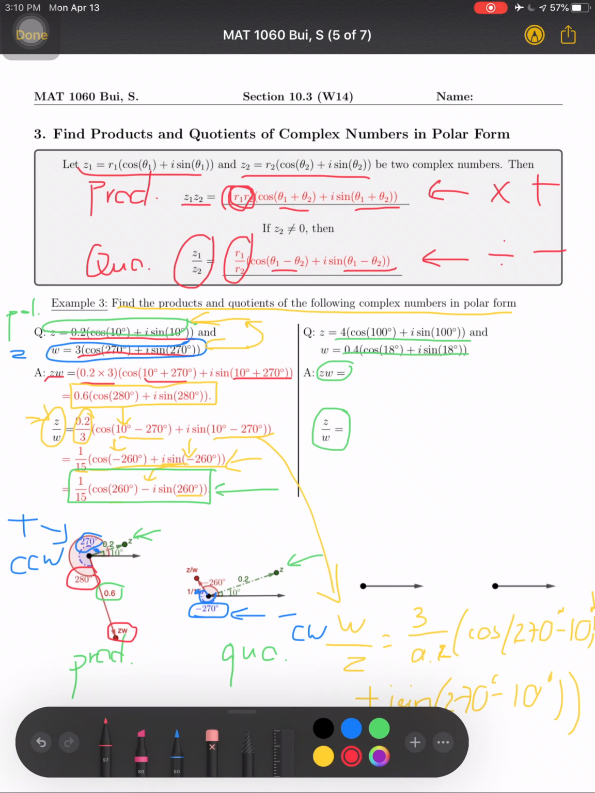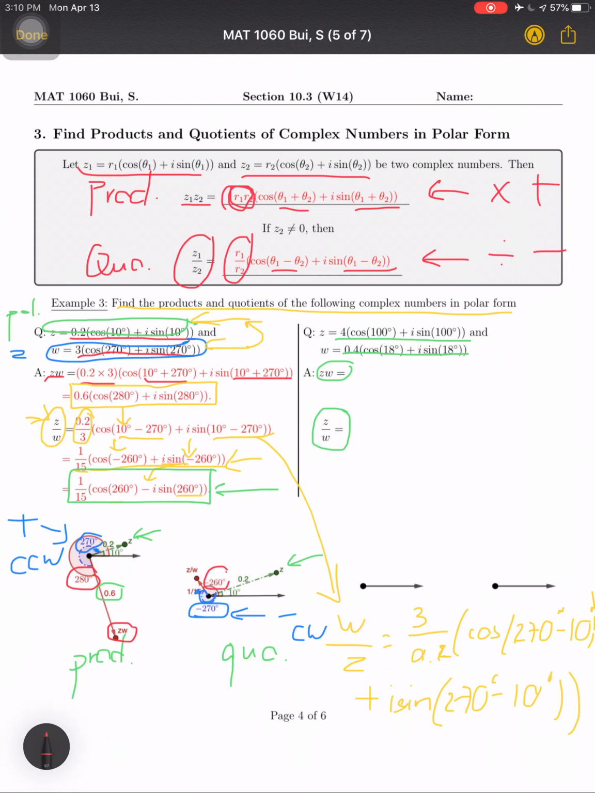And let me switch it to red in here. So that's why I had negative 260 in here. And then I did my math, and I do 0.2 divided by 3, and I end up having 1 divided by 15 as a magnitude. Okay? And that defines my point in here, z divided by w.